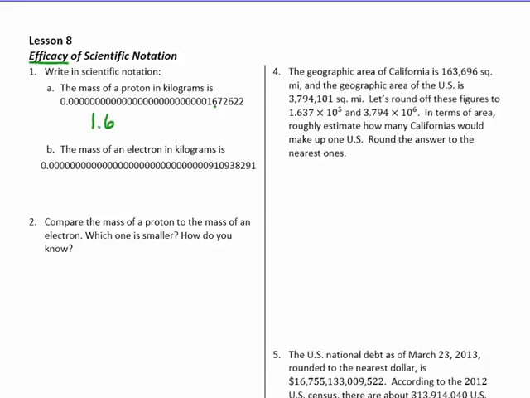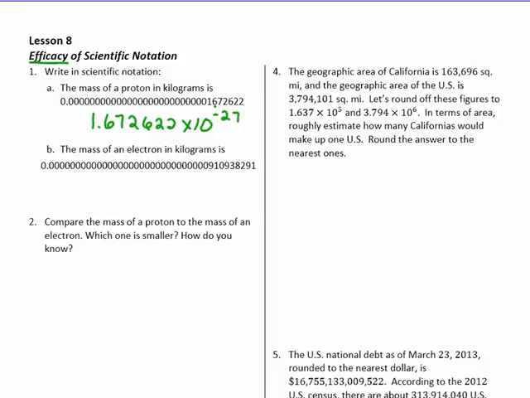So 1.672622 times 10, and I know my exponent is going to be negative because it started off as this really tiny decimal. So when I start counting, 1, 2, 3, 4, 5, 6, 7, 8, 11, 12, 13, 14, 15, 16, 17, 18, 19, 20, 27. So negative 27.